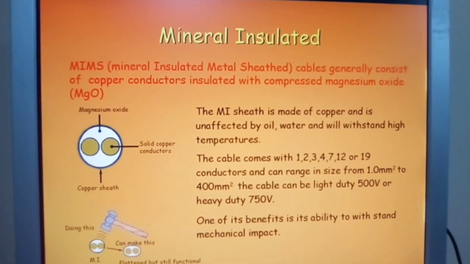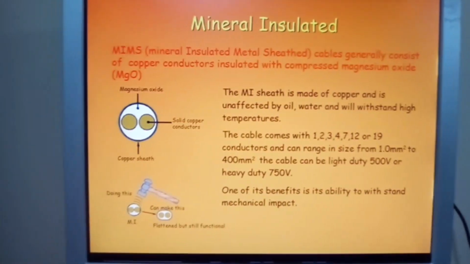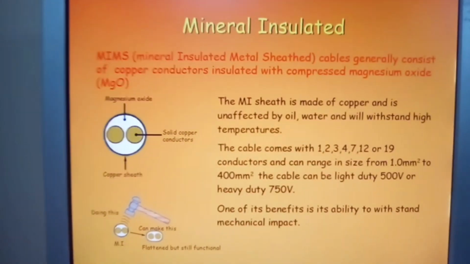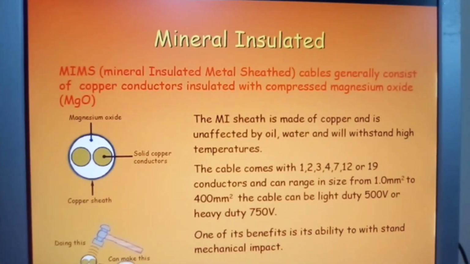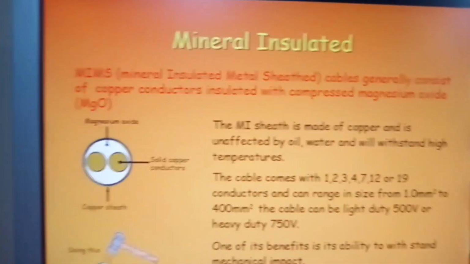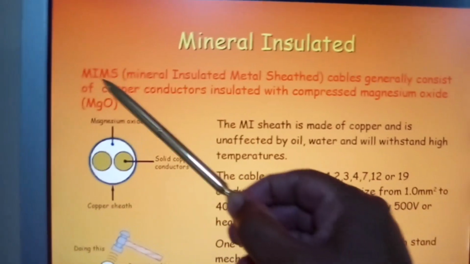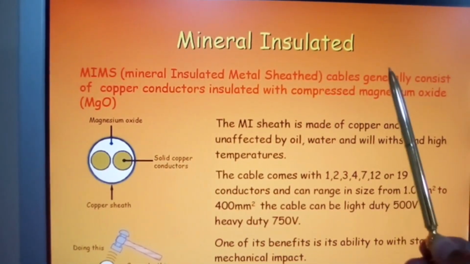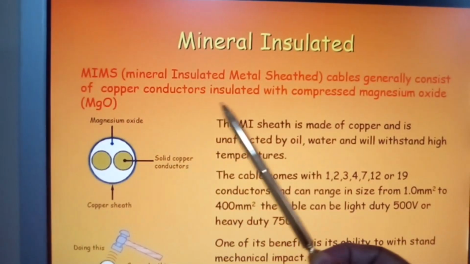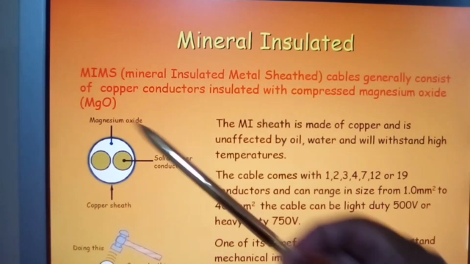Mineral insulated cable. Let me come back a bit, so let's get this full into view. Mineral insulated, MIMS, mineral insulated metal sheathed cables generally consist of copper conductors insulated with compressed magnesium oxide, MgO.